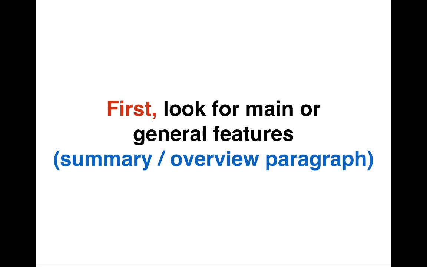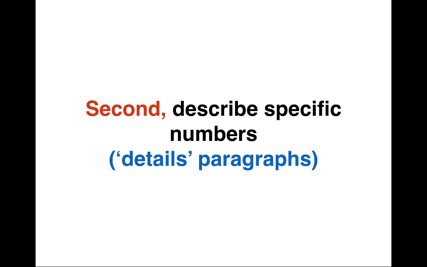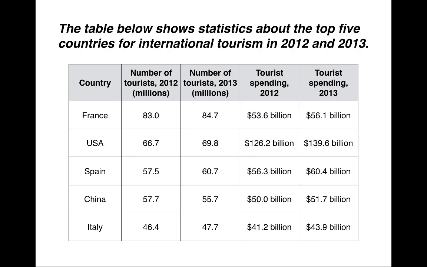First, look for main or general features, and this is going to be for your summary or overview paragraph just after the introduction. And second, describe specific numbers. This will be in your details paragraphs, paragraphs 3 and 4. Let's look now at our table question for today. Here's the question. The table below shows statistics about the top 5 countries for international tourism in 2012 and 2013.